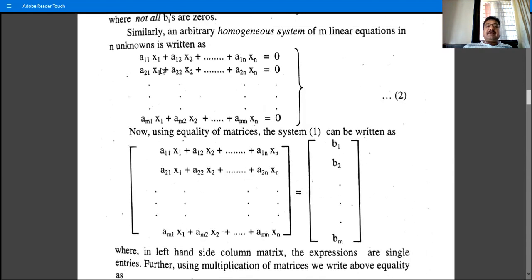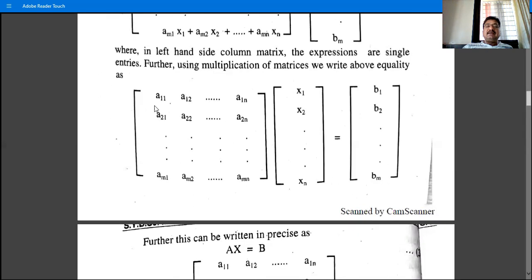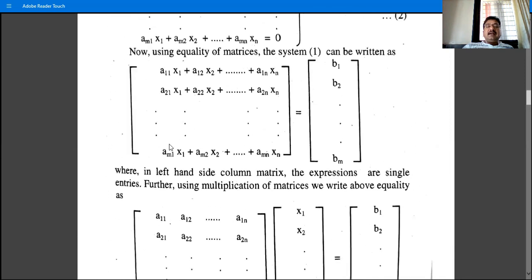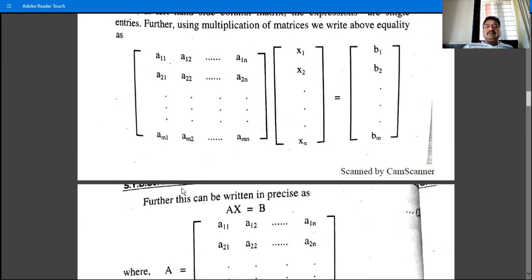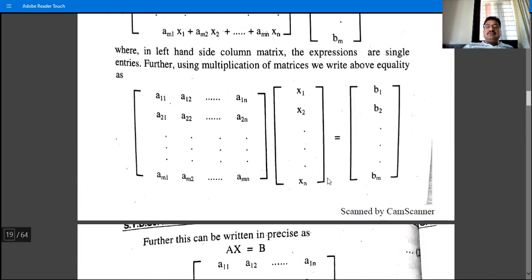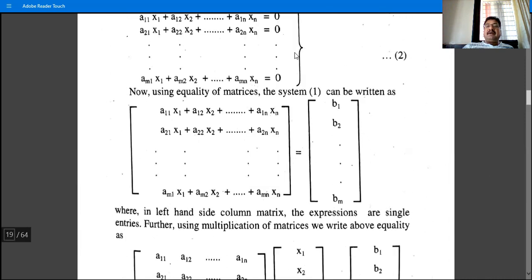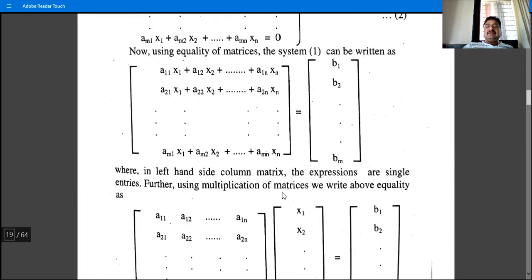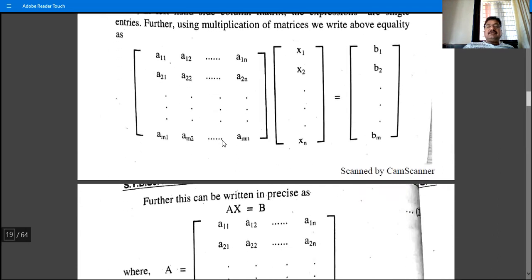This is called the coefficient matrix: A11, A12, A1n as the first row, then A21, A22, A2n as the second row, similarly Am1, Am2, Amn as the mth row. And the column matrix X1, X2, Xn, the unknowns, and the column matrix of constants B1, B2, Bm. So this is the system in the form AX equals B.